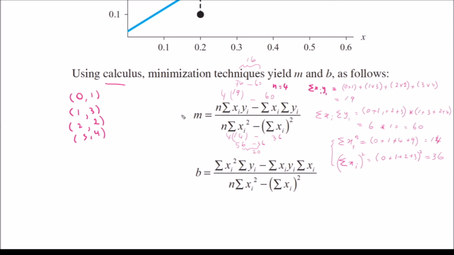So what is this? M is equal to 16 divided by 20, which is, if you divide both sides by 4, I get something that looks like this. So that is my M value, right? So what is the B value here? The B value will be, well, the bottom will be the same. So I know this part is 20.